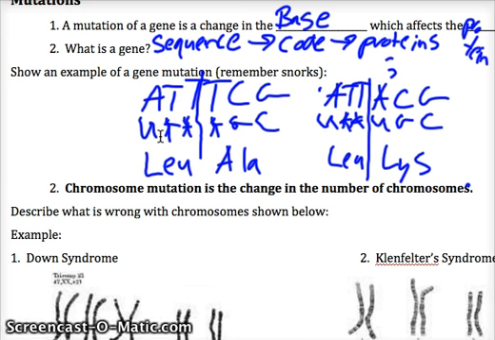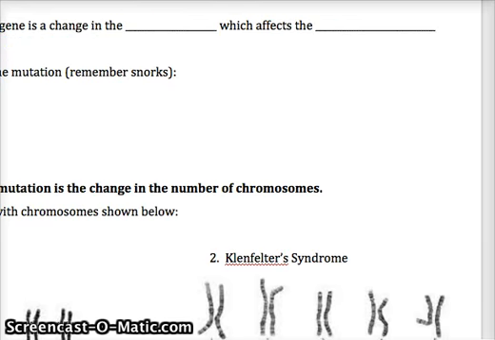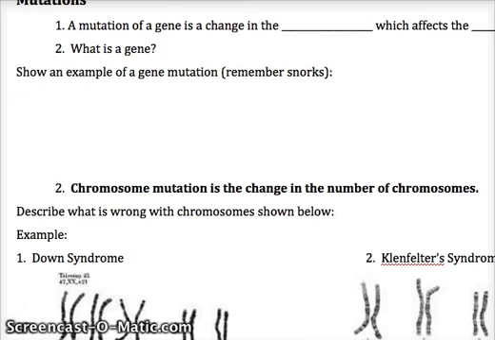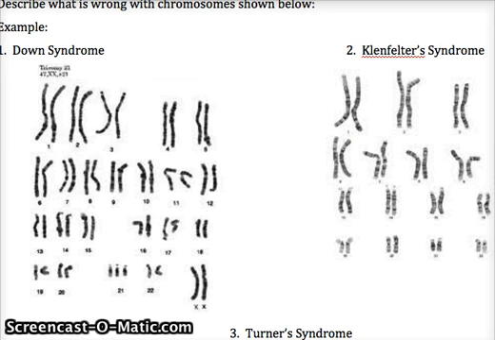Alright, so now let's look at a chromosome mutation. So for Down syndrome, if you look here, we have 3 chromosomes at number 21. Everyone else, we only have 2. This one, and this one's a girl because there's 2 X's, has 3. So that is going to be the problem with Down syndrome.